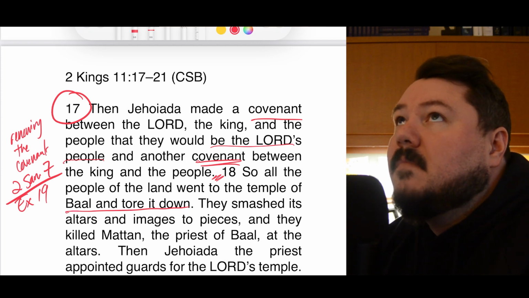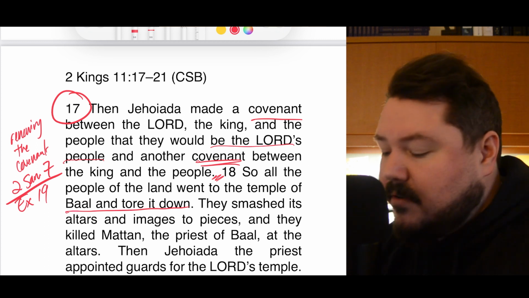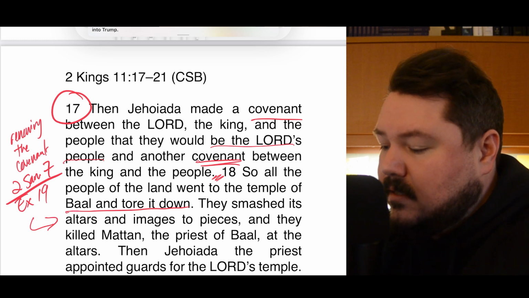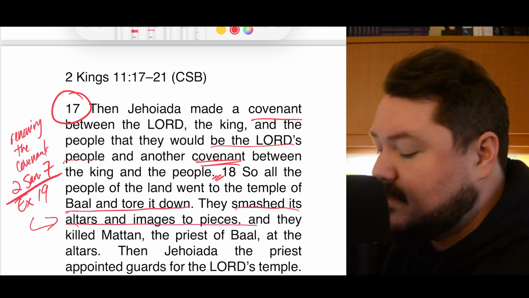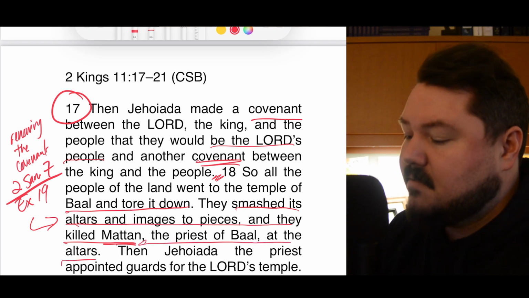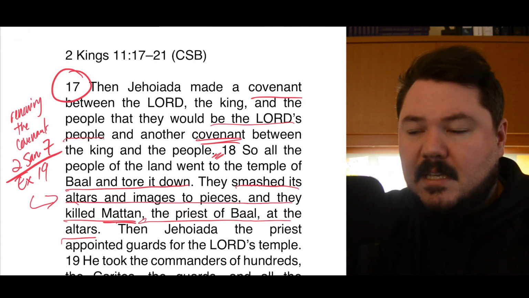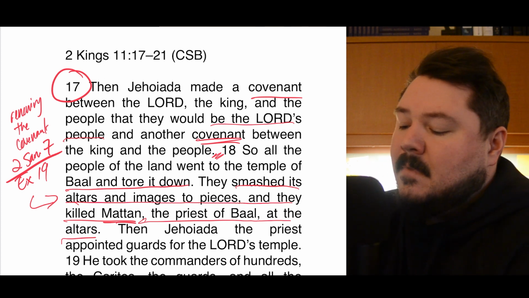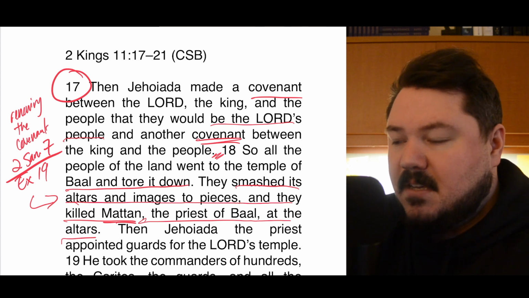It creates hostility, disruption to other gods and other allegiances and loyalties. So what do they do? They take down Baal and his temple. They smashed its altars and images to pieces, and they killed Matan, the priest of Baal, at the altars. Pretty intense. But when we have given our loyalty, our covenant allegiance, love, devotion to Yahweh, idolatry or other loyalties or sources of devotion cannot be there.